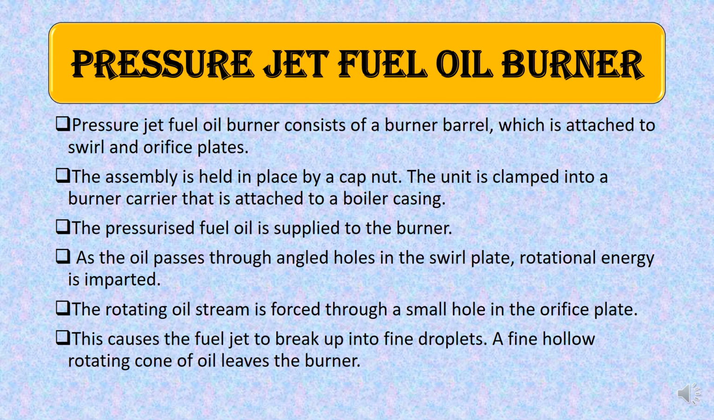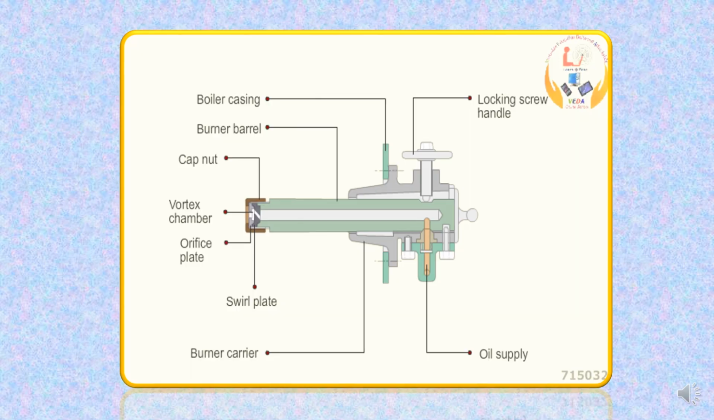As the oil passes through the angled holes in the swirl plate, it acquires rotational energy. That rotational energy is going to create, once it comes out of the burner, a hollow rotating cone. As you can see, the rotating oil stream is forced through the small hole in the orifice plate, and this causes the fuel jet to break up into very fine droplets, and this creates a hollow rotating cone as the oil leaves the burner. So this is typed over here in the diagram.